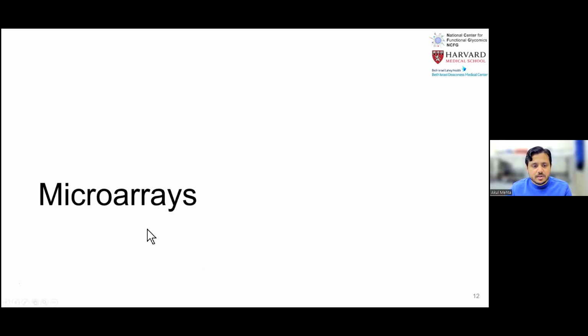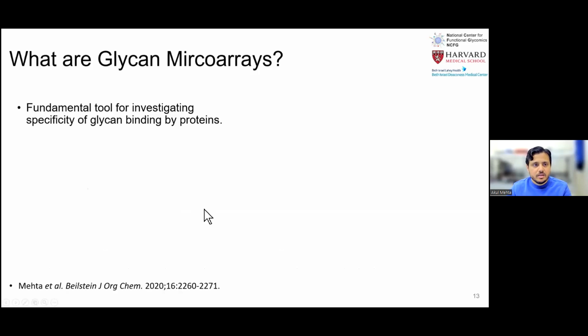The second part of the story is microarrays. So in the 2000s, I joined the lab in 2017, but in 2018, I started doing my own microarrays and printing. And so I'll share a little bit of my experience with that. So what are glycan microarrays? They are a fundamental tool for investigating specificity of glycan binding proteins.